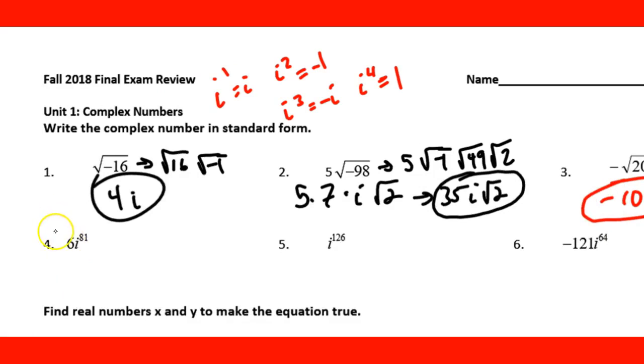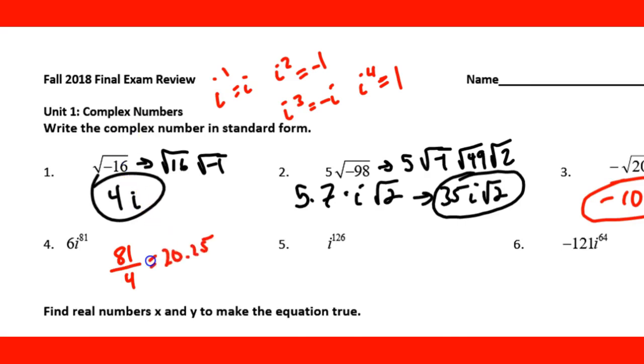So now, we look right here. We've got 6i to the 81. So if I take 81 and divide that by 4, you always divide by 4, 81 divided by 4 is 20.25.